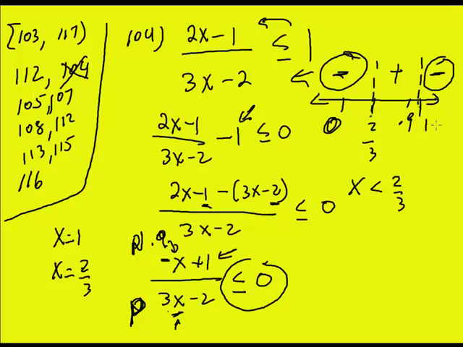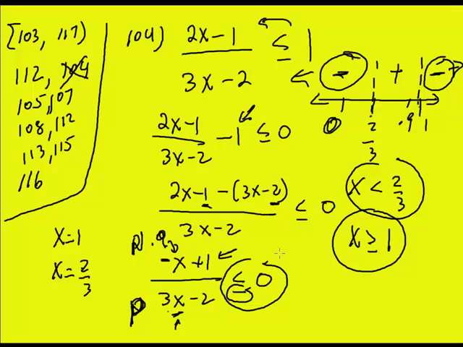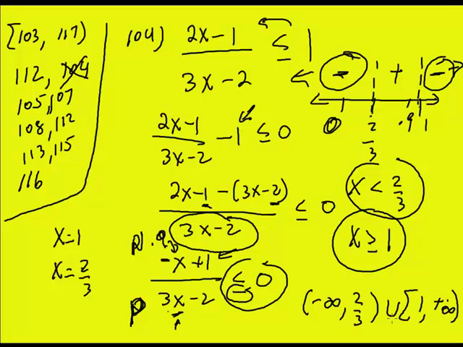Now, notice there's an equal sign here. It's x is greater than or equal to 1. I have to put the equal sign on 1, but not on 2/3, because 2/3 came from the denominator, and I can never have a 0 in the denominator. So that's my final answer. If you want this in interval notation, it will be negative infinity to 2/3 with parentheses, and a union, brackets 1 to positive infinity. That is interval notation. It means the same thing. I'll take either one.